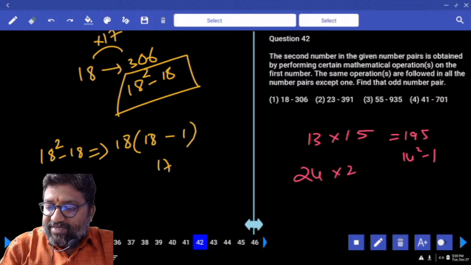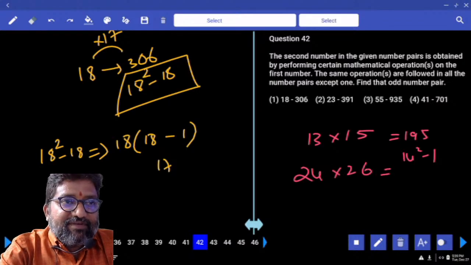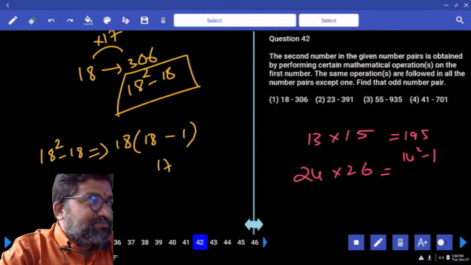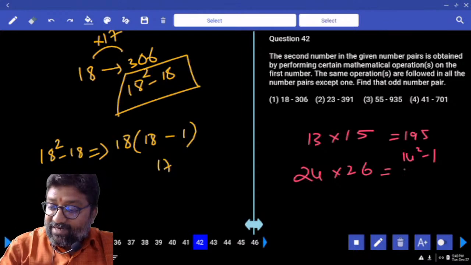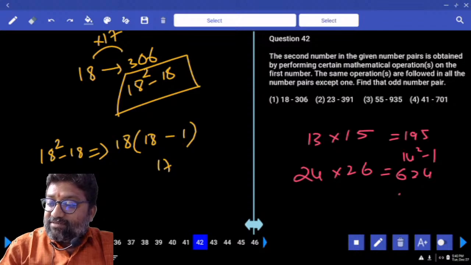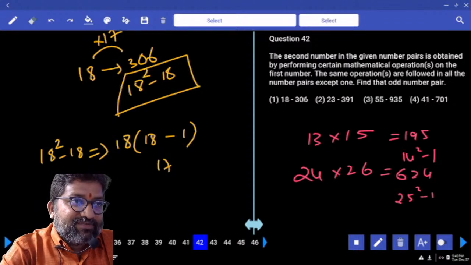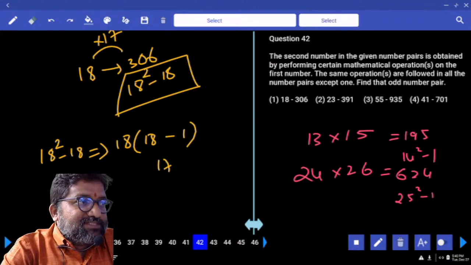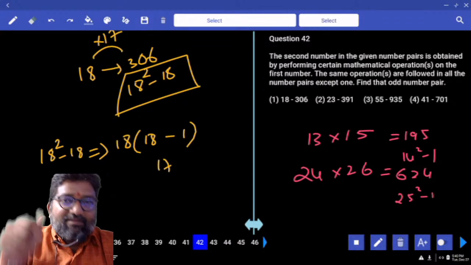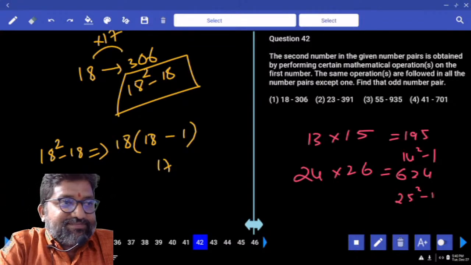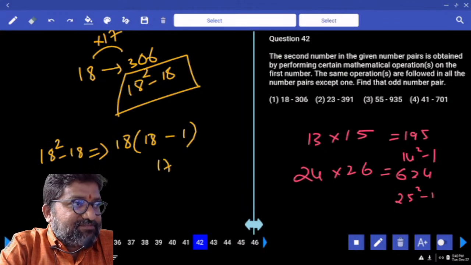24 into 26, consecutive even numbers. It's nothing but 624. How did you say it so fast, sir? This is nothing but 25 square minus 1. This is the advantage of learning squares. Some multiplications we can do without using pen and paper. Within a blink of an eye the answer comes. This is the advantage of learning squares.